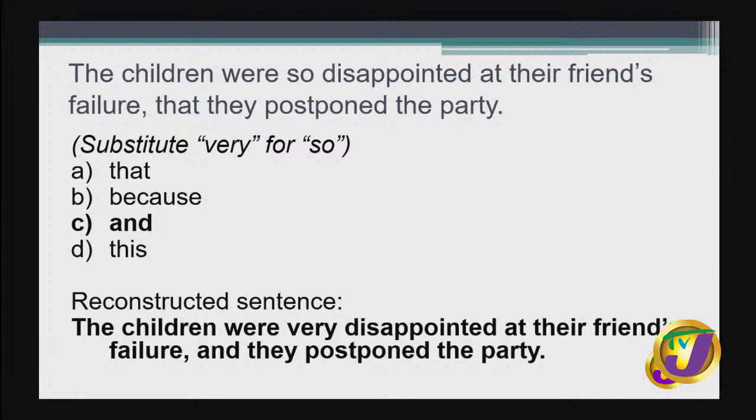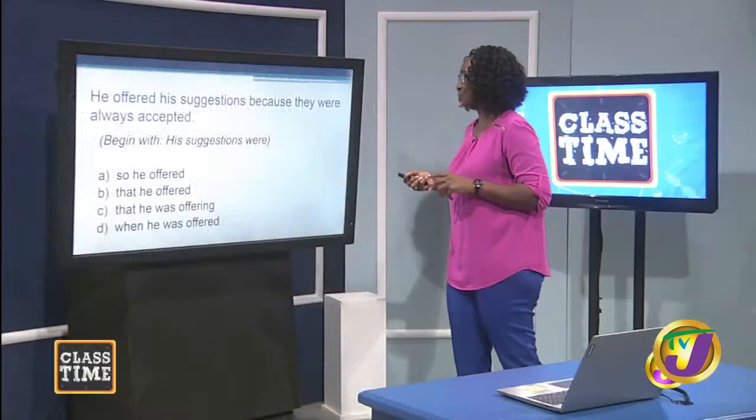You couldn't use because, as you'd be saying the children were very disappointed at their friend's failure because they postponed the party. No, that wasn't the result. The postponement was the result of the disappointment. So because couldn't work, and that couldn't work either. So you couldn't say the children were very disappointed at their friend's failure, that they postponed the party. You still need something in between. So remember when I said you use the right color thread? That would have been the wrong color thread. So and is the correct term to use to join those two statements. All right, let's move on to the next one.